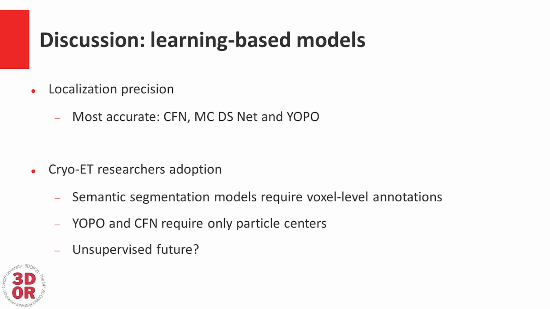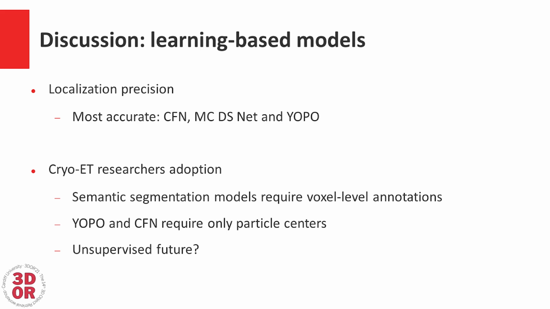We can also compare models by their localization precision, a critical metric for accurate alignment and subsequent subtomogram averaging. I'd like to highlight three models, CFN, MCDSNet, and YOPO. They all show that they find particles better than template matching by about 1 voxel. CFN intentionally optimizes localization, and not surprisingly, it shows the best precision. MCDSNet incorporates denoising, removing noise, and that leads to a better precision.